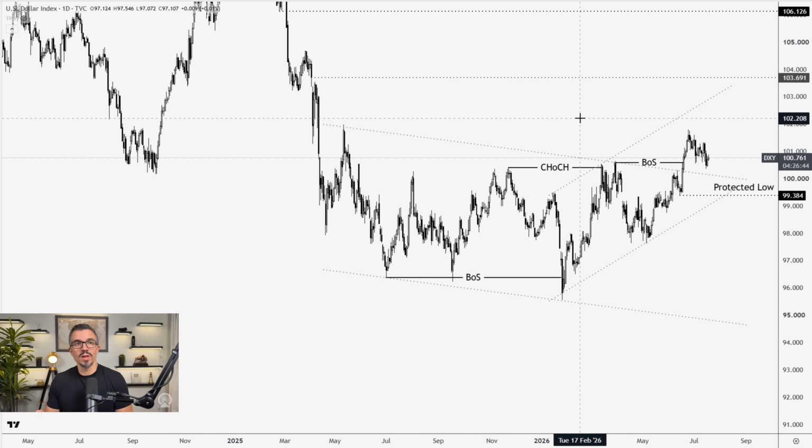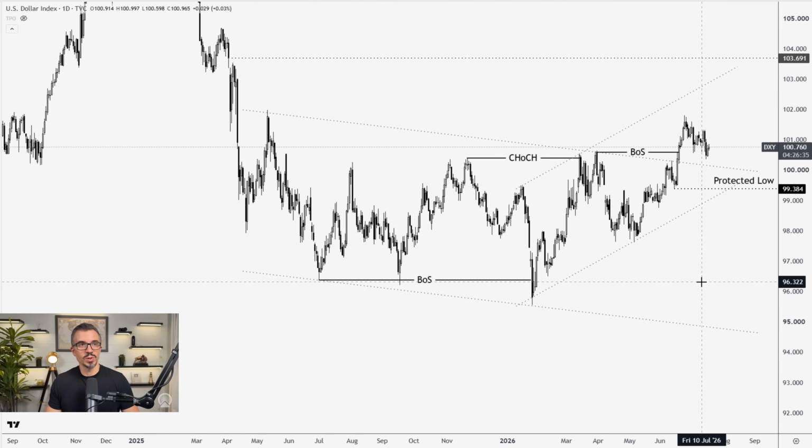Okay, so for the DXY, what I'm looking at next week is, you can see here off of some of these highs and lows, we do have some really nice symmetry. And what I mean by symmetry is this.